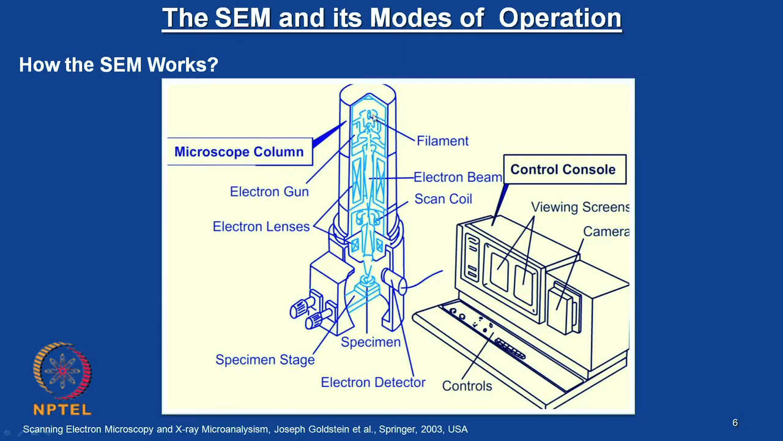You have the electron gun at the top of the microscope column, and then you have the electron lenses and a scan coil, and the beam reaches all the way to the specimen chamber, which is maintained at a vacuum of 10 to the power minus 4 Pascal, on the order of one millionth of atmospheric pressure, for your reference. On the right-hand side you have the CRT viewing screens and a camera where all these scanned images are used. So this is the primary classification of this equipment: a microscope column and a control console.